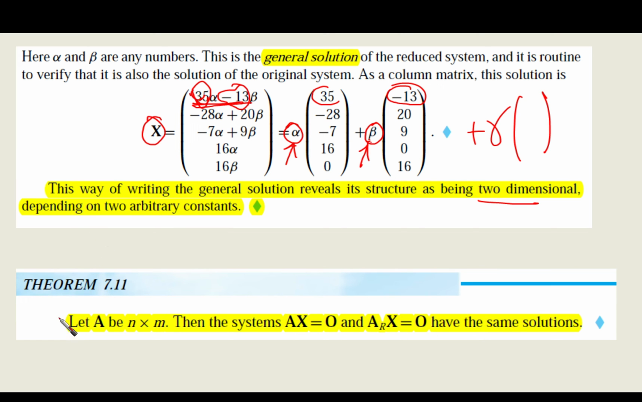Okay, there is a theorem here, you can find it in the book, which is: let A, the coefficient matrix, be n by m. Then the system AX equals 0, which is the linear homogeneous system, and the reduced form of this system, which is AR times X equals 0, have the same solution. This is the theorem, and you can find the verification in the book. Okay, really this is what we have tried by ourselves, and we found that it works.